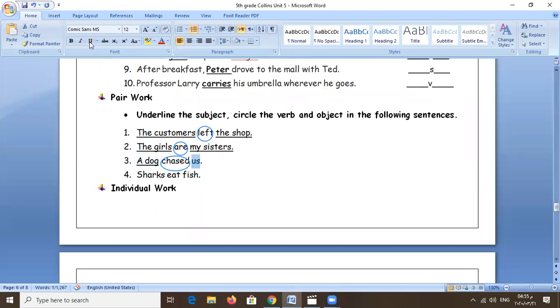Excellent. And the last one, sharks eat fish. Sharks. The subject. Sharks, subject. Where is the verb? Great, eat. Eat, which is the verb. And finally, fish, which is the object. Excellent. Thank you. That's great.